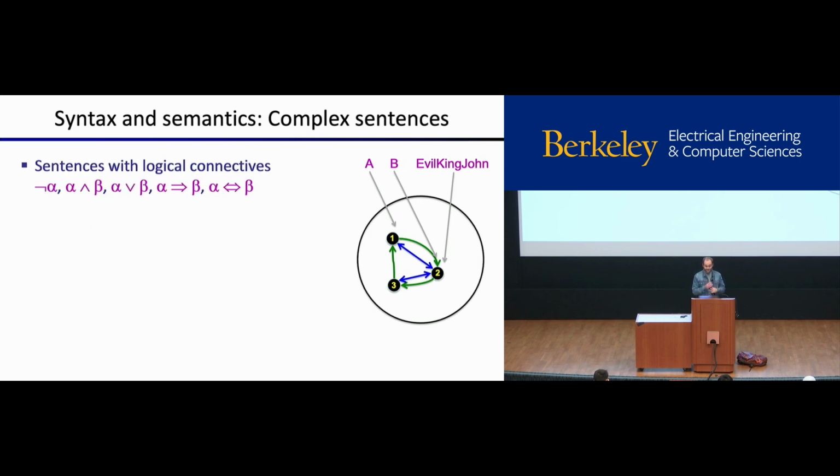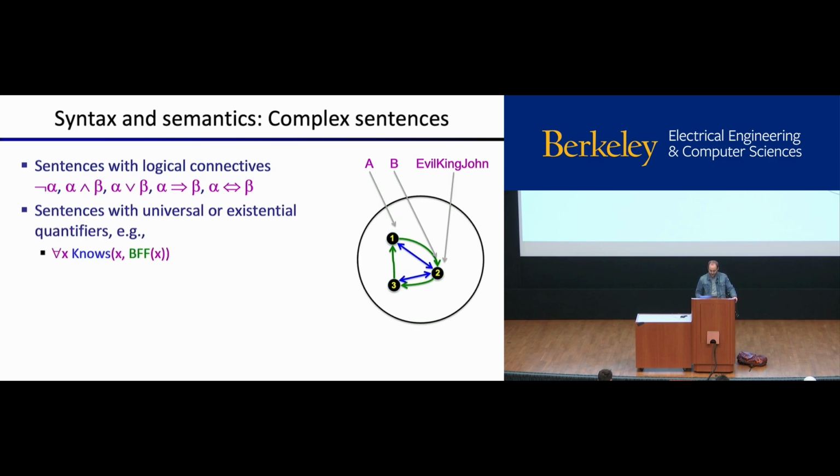That was atomic sentences. Now I'll tell you about complex sentences. And these use the same sort of symbols that we saw in propositional logic. The atomic sentences are basically working like the atomic variables. Like the variables in propositional logic had no internal structure, and here they do. But the variables can be connected in the same way as they were in propositional logic. And new ingredients, universal and existential quantifiers.